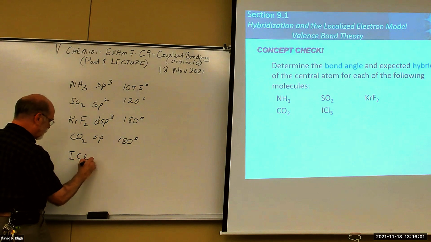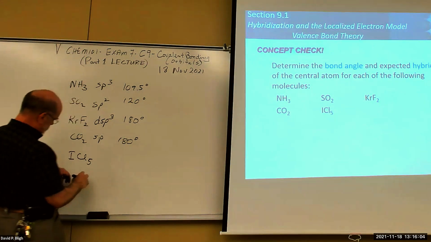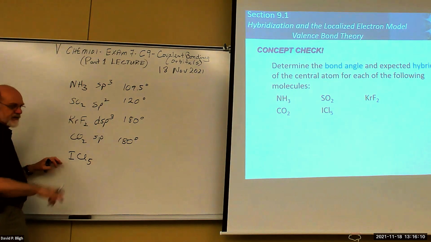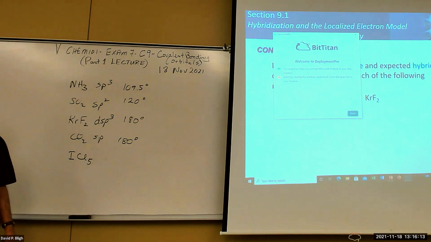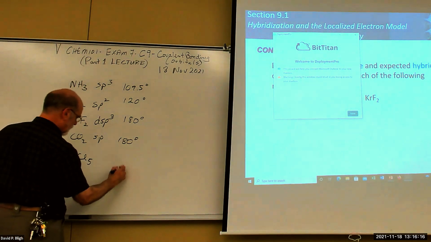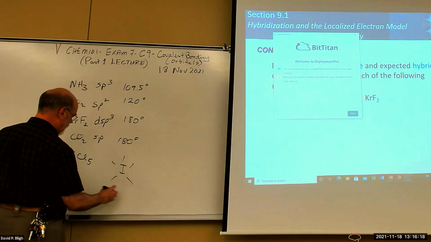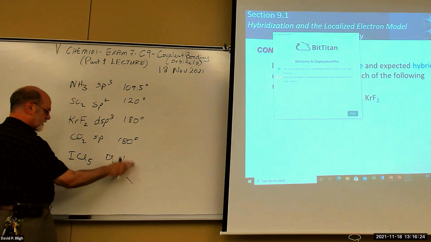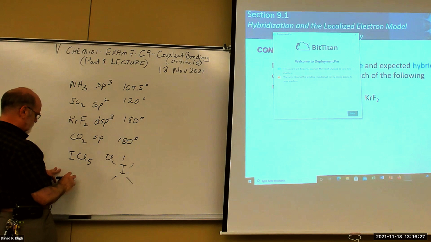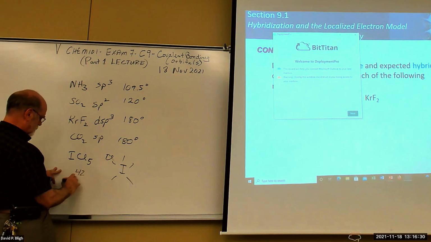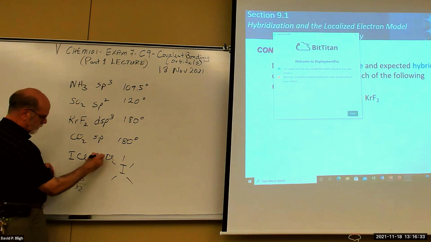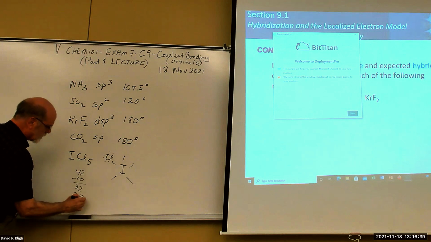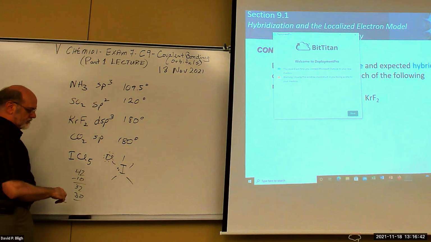ICl5. So let's count up our electrons first. We've got 6 halogens, so that's 42. 6 times 7 is 42. Now we can draw them in: 1, 2, 3, 4, 5 chlorines. So we've got 2, 4, 6, 8, 10. 42 minus 10 is 32. And if we put 6 more around each chlorine, 5 times 6 is 30.